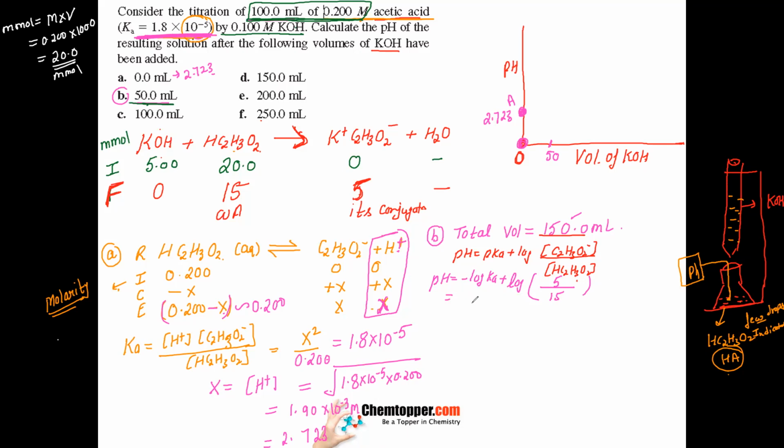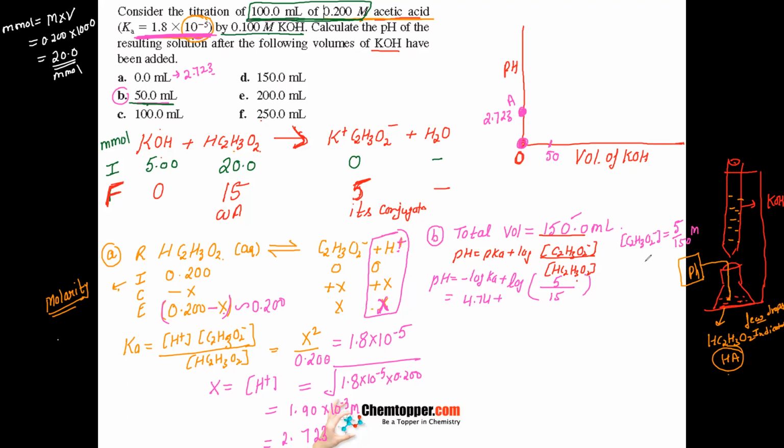Is 4.74. And this value will be, okay, Vinaya is asking why I'm not using the concentration. So Vinaya, can you tell me what is the concentration equation? What is the concentration of C2H3O2 minus? Millimoles divided by volume. How many millimoles? 5. What's the volume? 150.